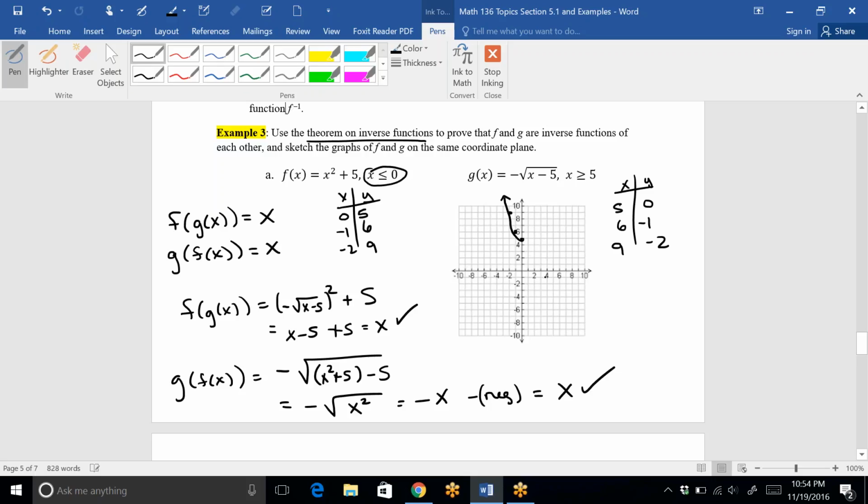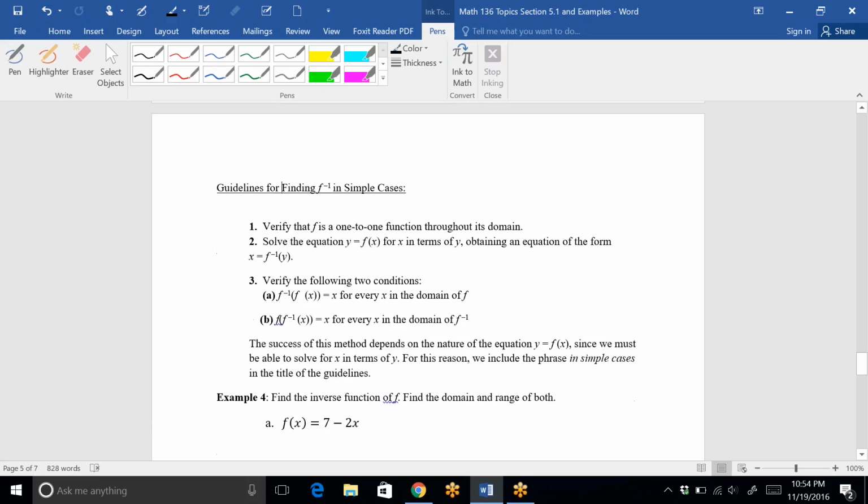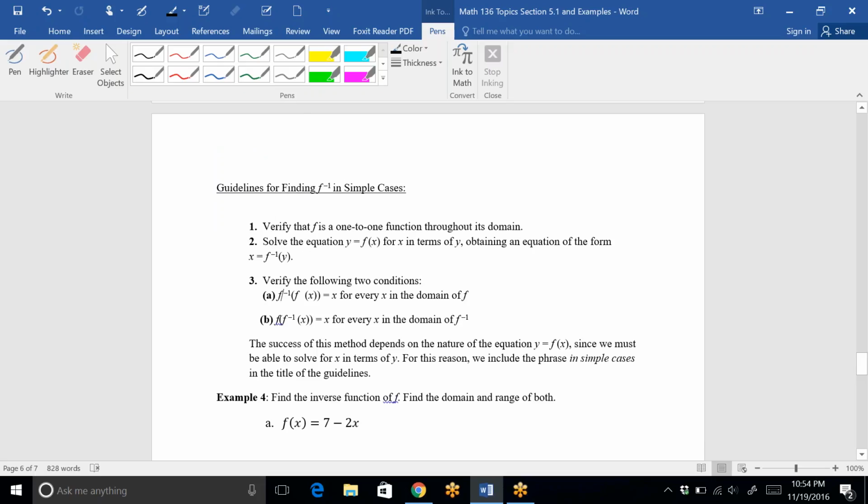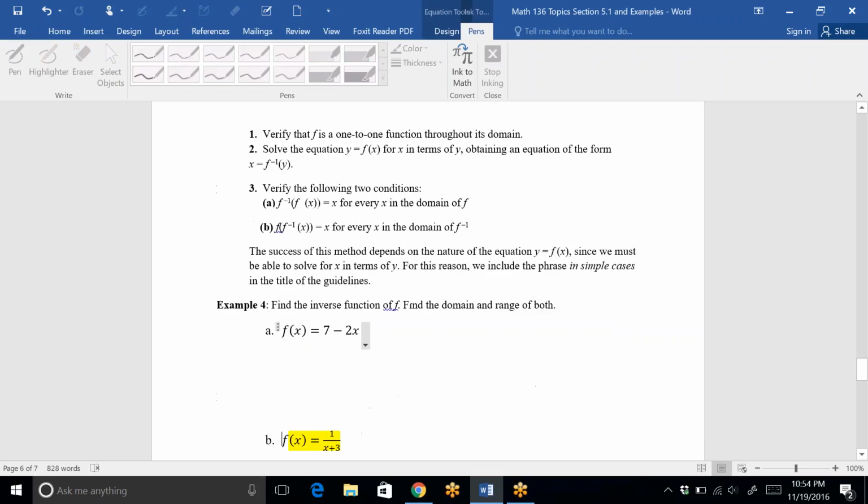So we get 5, 0, 6, negative 1, and 9, negative 2. So notice those are reflecting across that y equals x line. Okay? We did a couple of these finding the inverse problems in class. I'm going to finish off with the ones we had to skip.